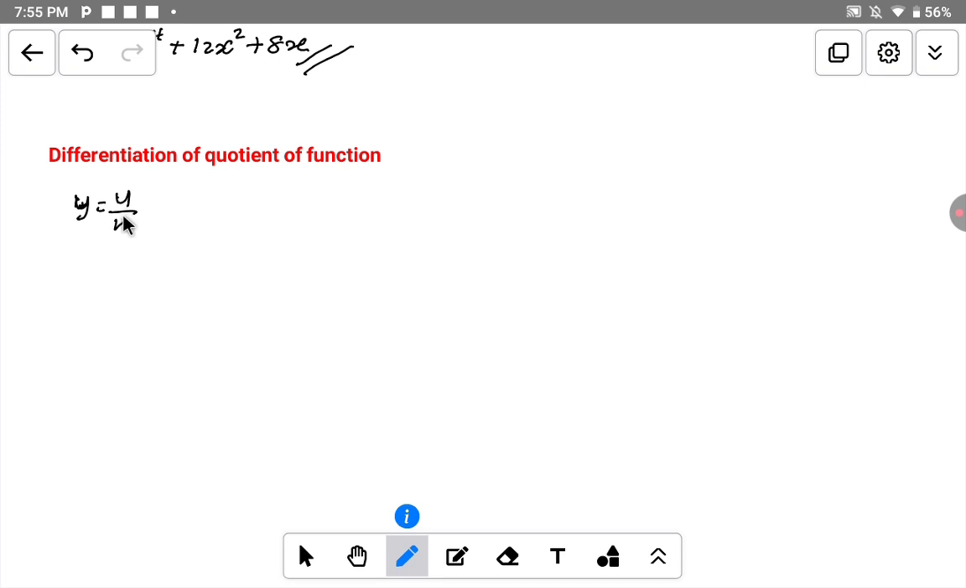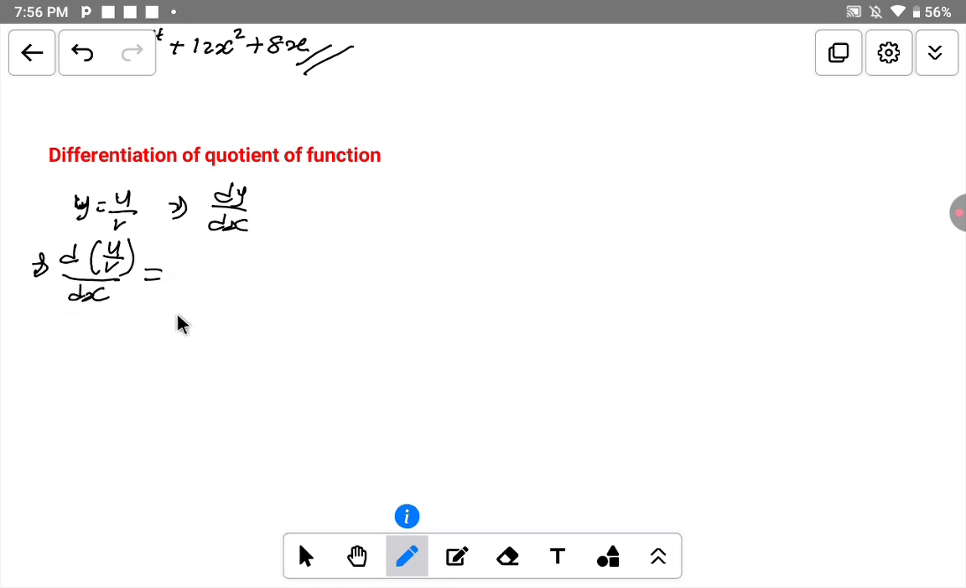To differentiate this is quite simple. Let's follow the rule of division, the quotient rule. Since y is equal to u over v, we have d over ds of y, which is d over ds of the bracket u over v, differentiated with respect to s.